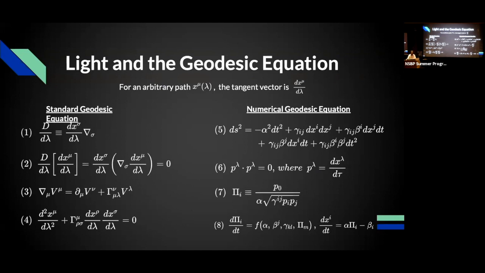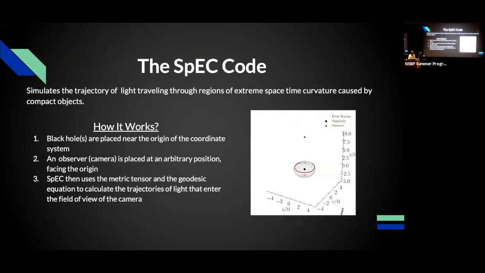So fast forwarding a little bit, now we're getting to the SpEC code. The SpEC code essentially applies all of the mathematical concepts that I just said into a computer simulation where it places a black hole in the center of an arbitrary grid and it places an observer some distance away from that grid, right?